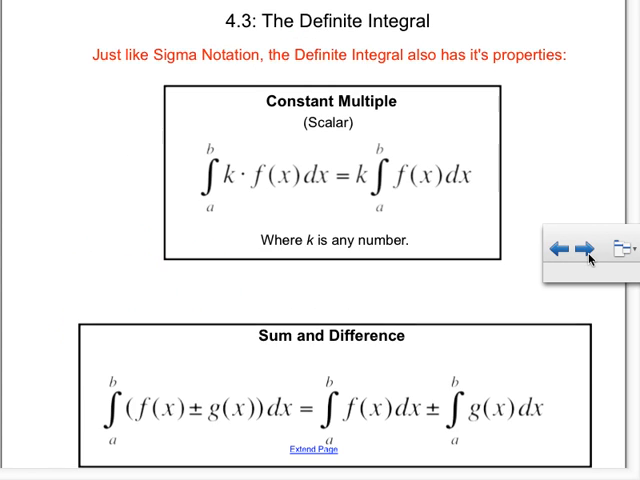All right, next we have a few properties. We have the constant multiple property and the sum and difference property. Do these look familiar to you? These should look like the sigma properties that we talked about a few minutes ago: the constant multiplication property for sigma notation and the sum and difference property for sigma notation. And integrals preserve those because integrals are just sigmas in disguise.